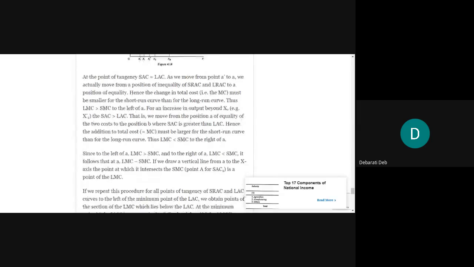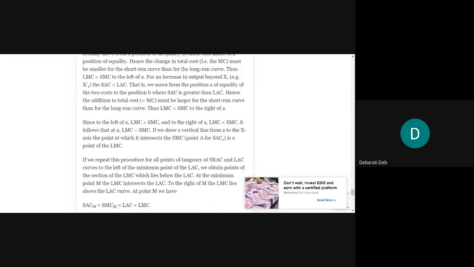Thus, LMC is less than SMC now. Here at this point B, LMC is less than SMC to the right of A. To the left of A, LMC is greater than SMC, but to the right of A, LMC is less than the SMC. Always remember, we are not going by the situation of the graphs. We are talking about the change. When we are talking about MC, that is marginal cost, we are talking about the change.